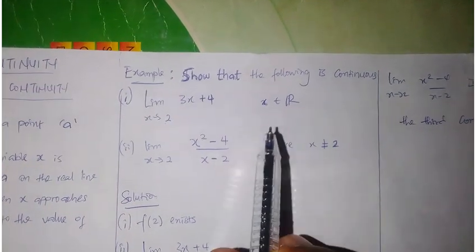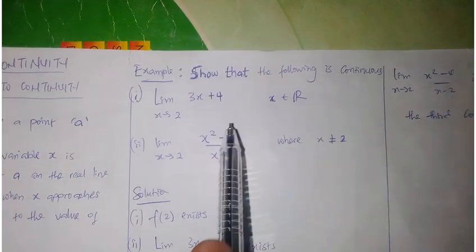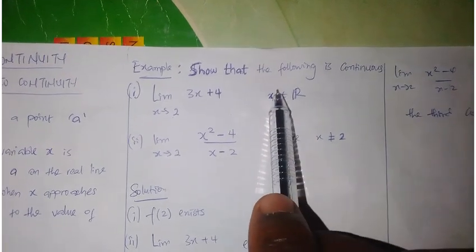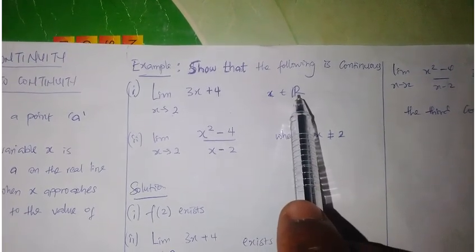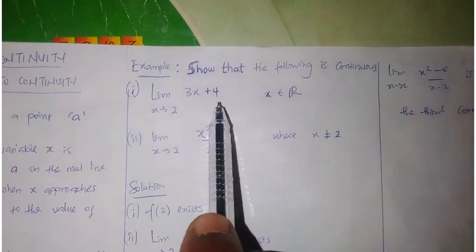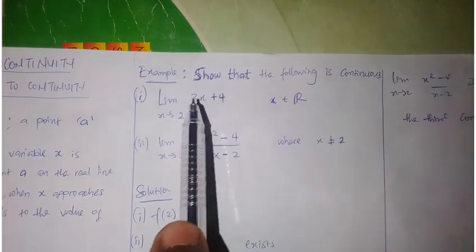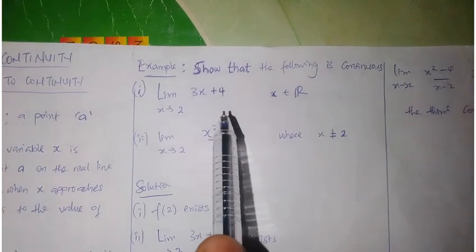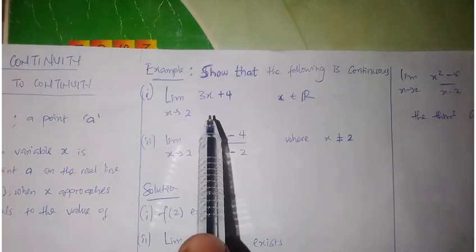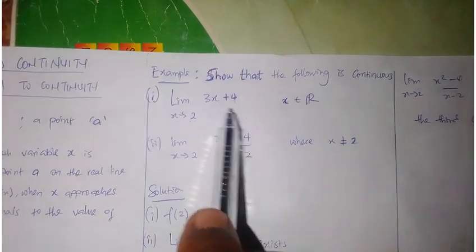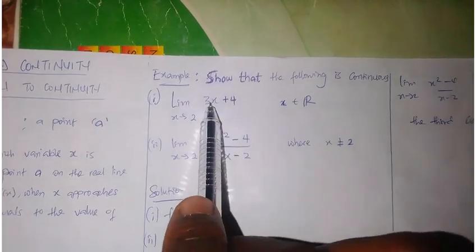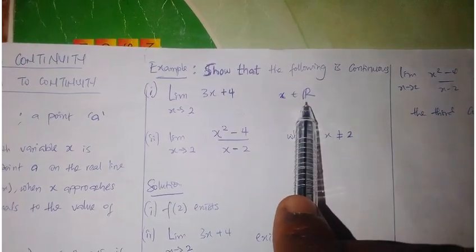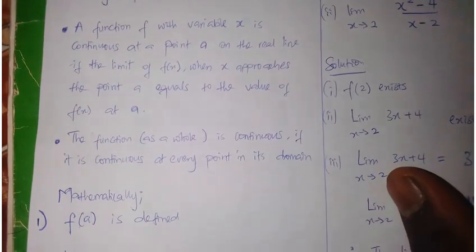Now, as related to continuity, this means that all the elements inside real numbers, when tested on this limit, must produce a definite result, and that result must be real. That is the meaning of continuous at every point in its domain.